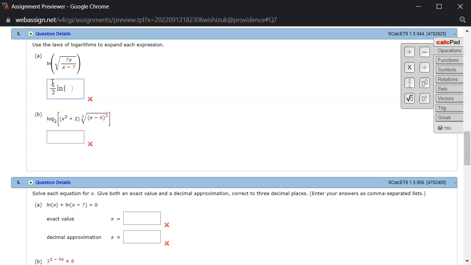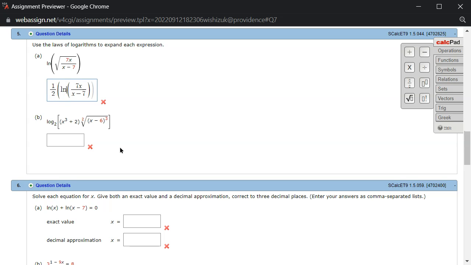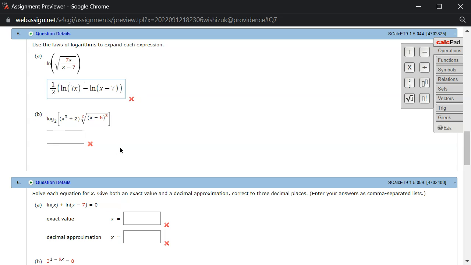So we can write the natural log of 7x over x minus 7, right? So we have that so far. All right, and the next step is, if you have a division inside, we can write it as a subtraction outside. So let's do that. I'm going to put parentheses here and parentheses here. So we can write it as a subtraction, natural log of 7x minus natural log of x minus 7. So we can get rid of that, right?